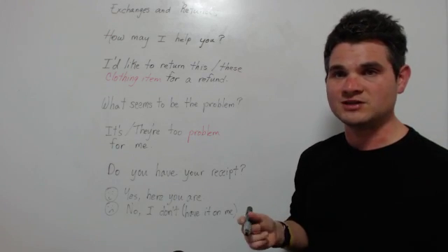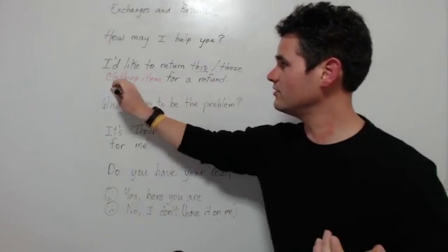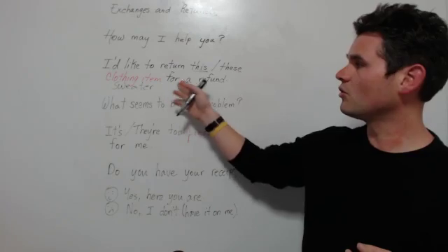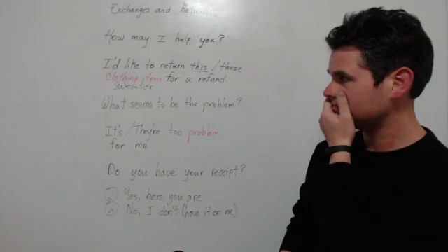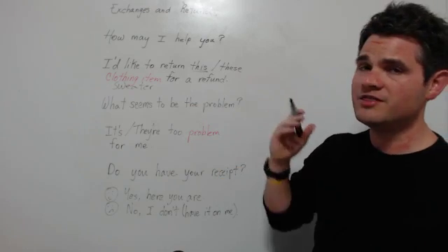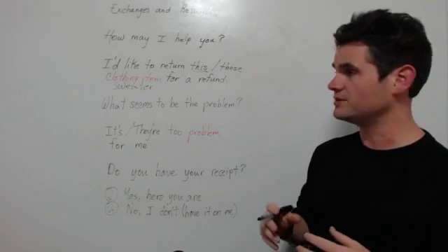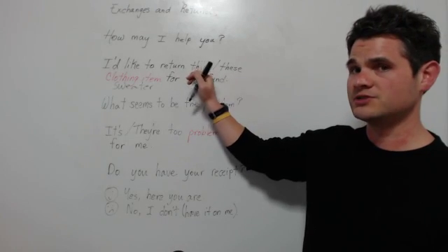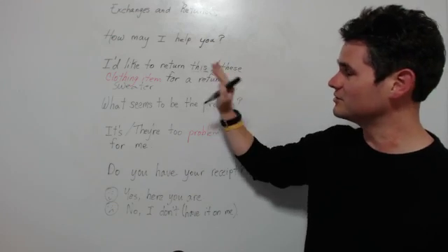So let's just say we want to return a sweater. So I'd like to return this sweater is single. I'd like to return this sweater for a refund. So you want to return this sweater and you want to get your money back. And let's do a plural item. I'd like to return these pants for a refund. So yeah, you can add different words in with the clothing item. Just make sure you're using the correct demonstrative pronoun or determiner, I mean.